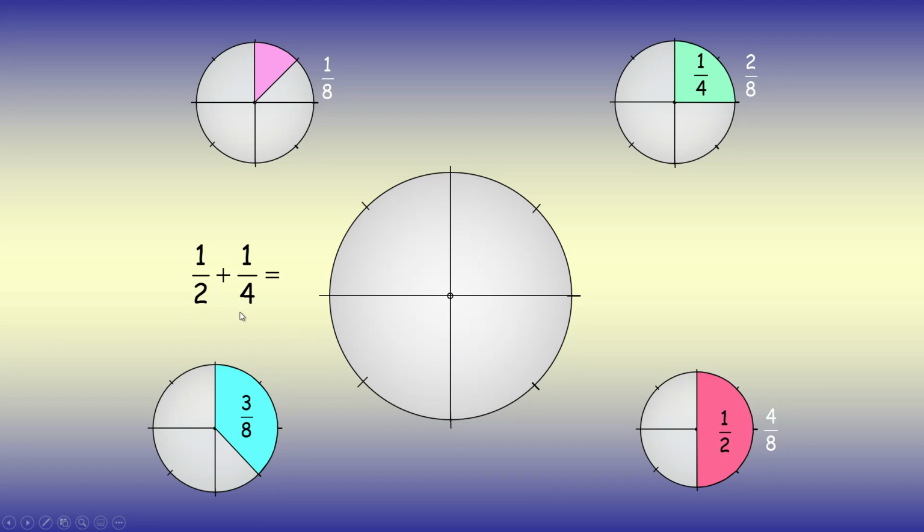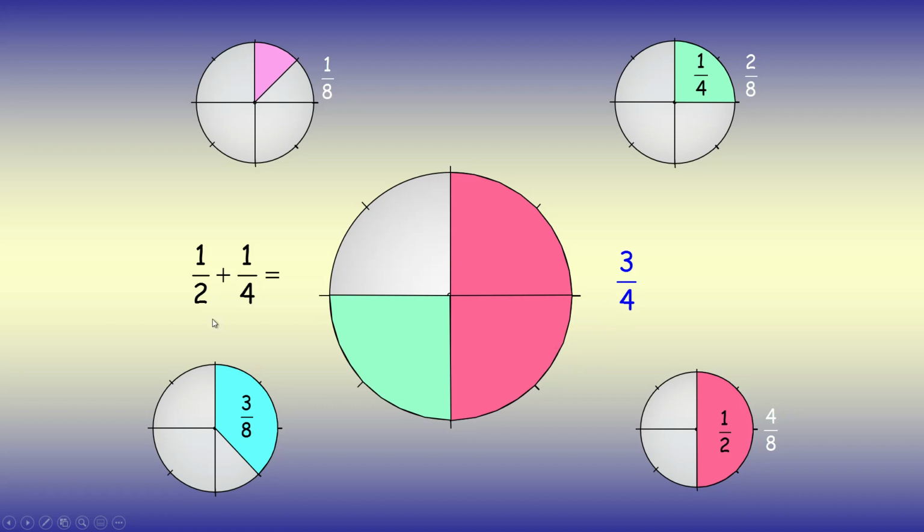A half plus a quarter. Again, I could shade a half of the circle, or 4 out of 8 parts, and then shade a quarter, or 2 out of 8. And altogether that gives me 1, 2, 3, 4, 5, 6 out of 8. Or, can I simplify 6 out of 8? Yes, I can, to 3/4.